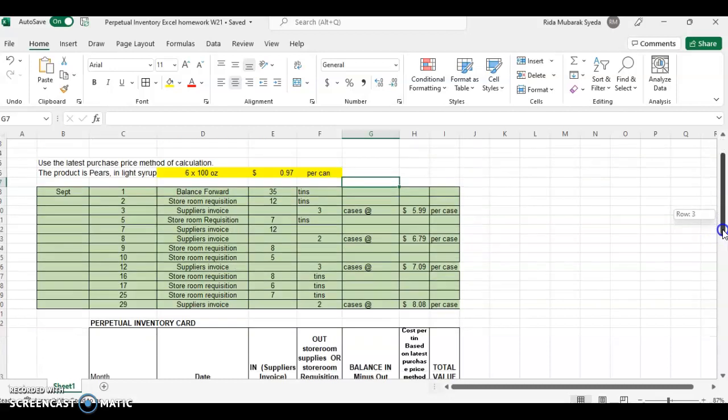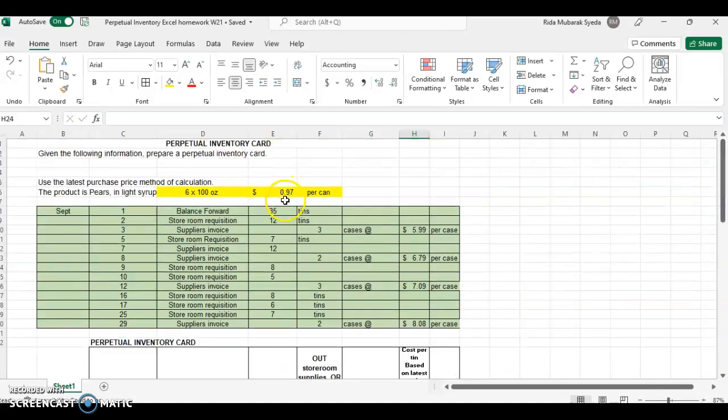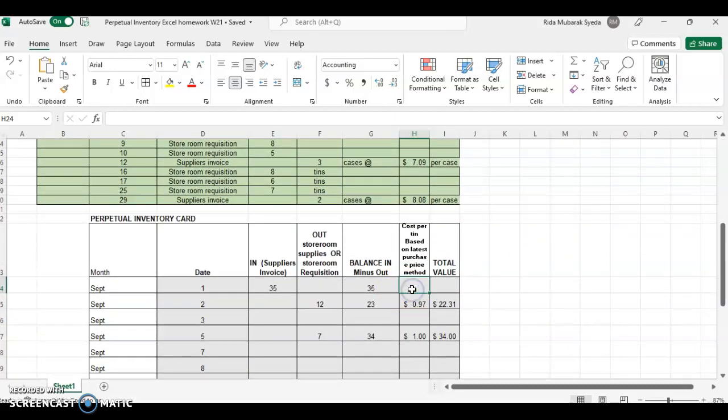So that's what we're starting off with. We will put it under "in" because that's our starting balance, so 35 in, and the total would stay 35 because there's nothing added or removed. And for cost per tin, when we look over here, it says 79 cents per tin. So that is our cost per tin. Let's add that over here.